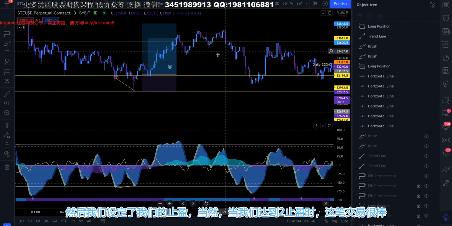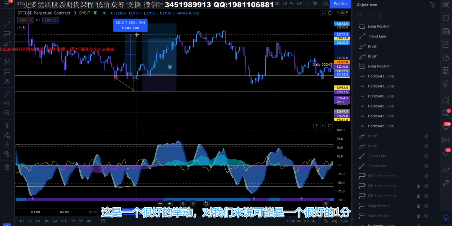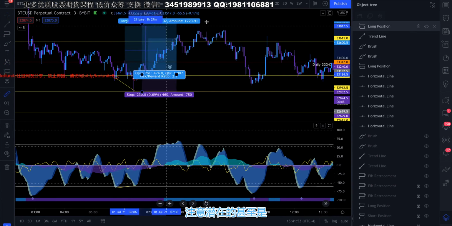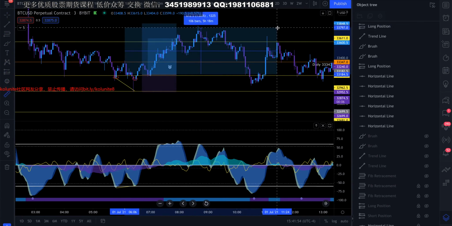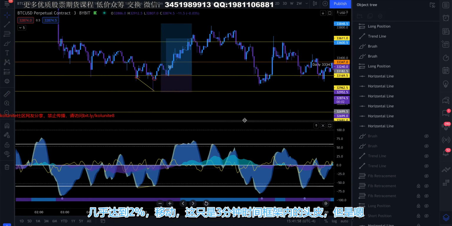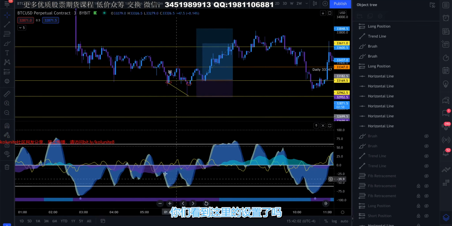We hit 2 take profits. It was a nice move. That could have been a nice 1.5% move for us, potentially almost a 2% move. And again, this is just a scalp on the 3 minute time frame, guys. But do you guys see the setups here?